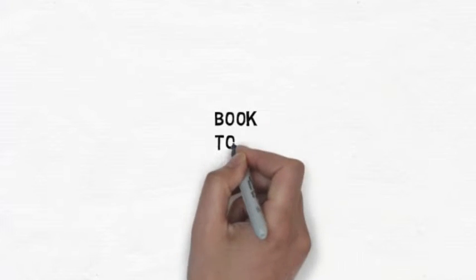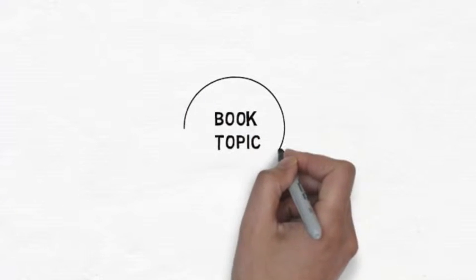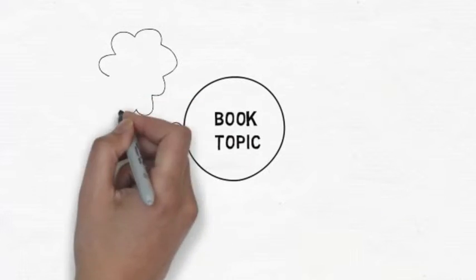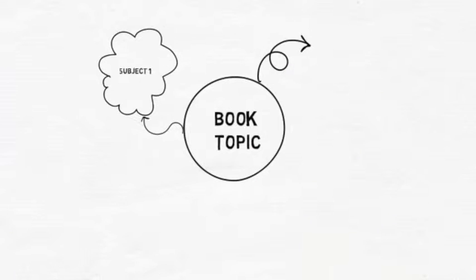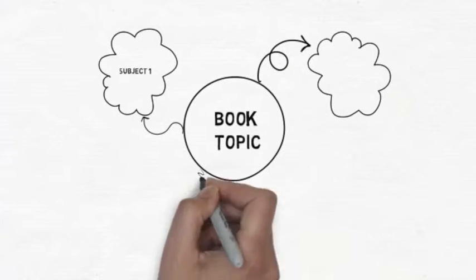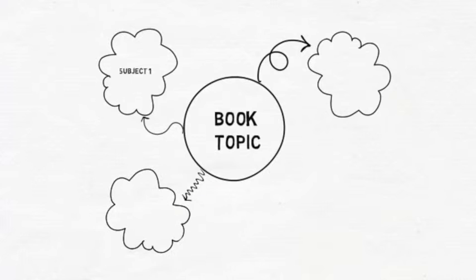allow for free association. So how you start is you take a blank piece of paper, and in the middle you write your book topic. Draw a circle around it, and then draw lines off of it of every single thing that you want to talk about when it comes to your book topic.